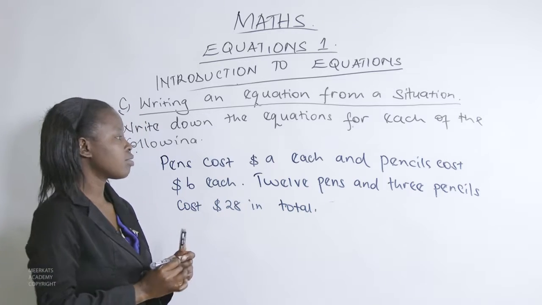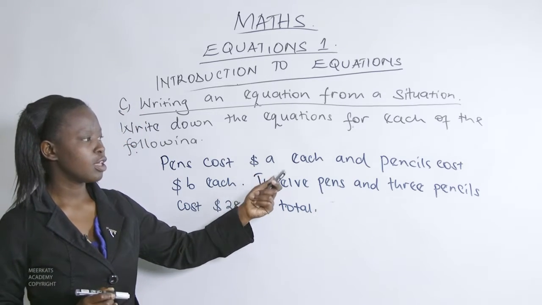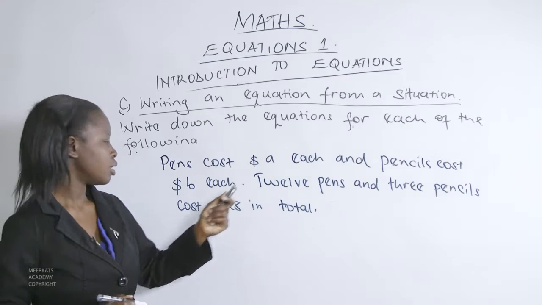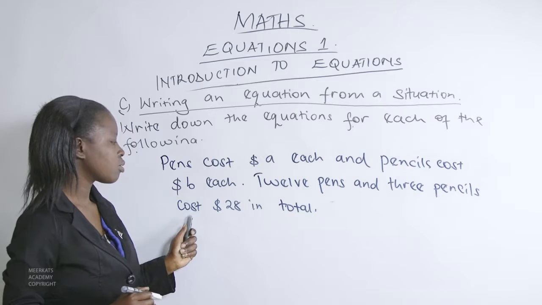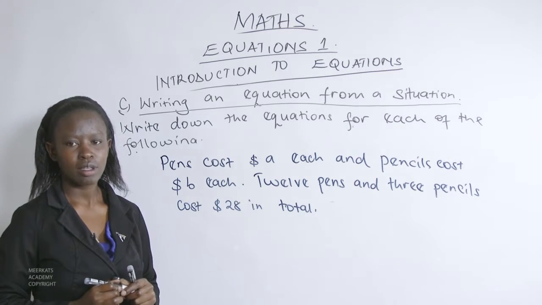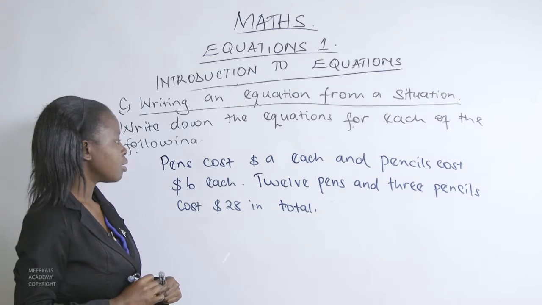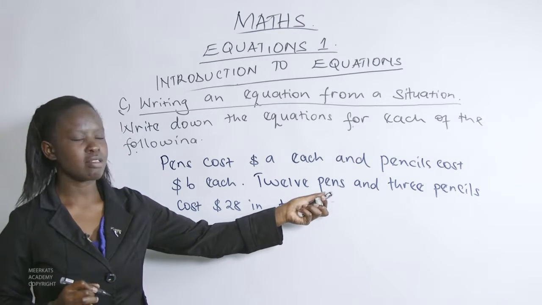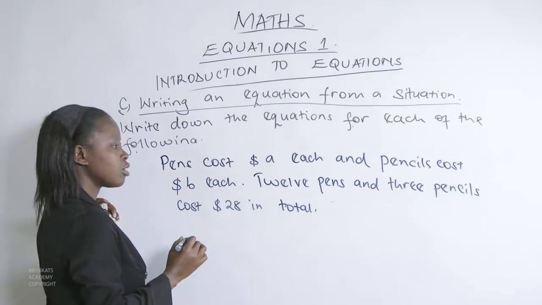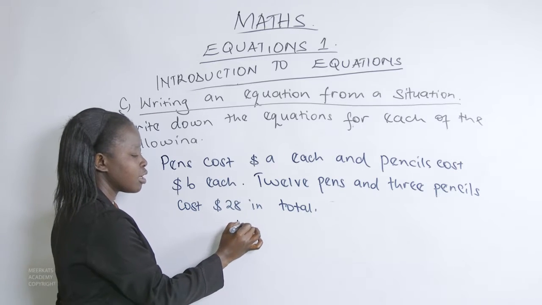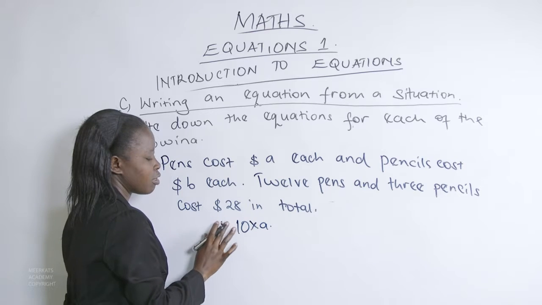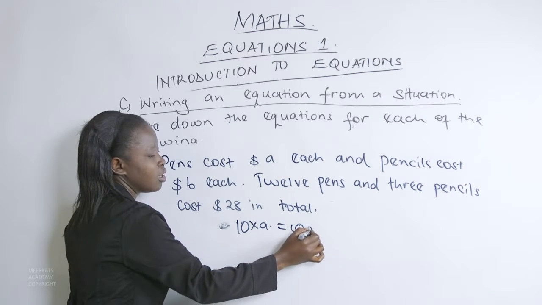So we are having pens cost $A each and pencils cost $B each. 10 pens and 3 pencils cost $28 in total. So what does it mean? We are having 10 pens and the cost of 1 pen is $A. So it means 10 pens will cost us 10 times A. So the cost of 10 pens is simply equal to 10A.